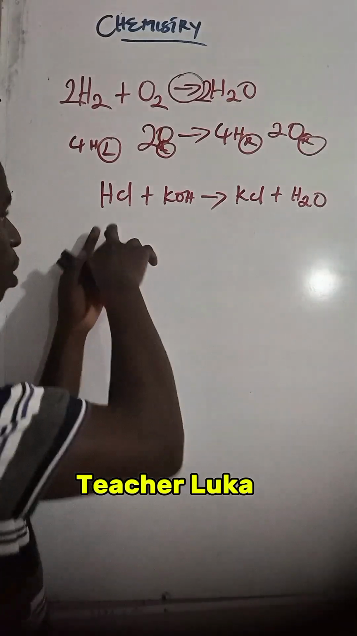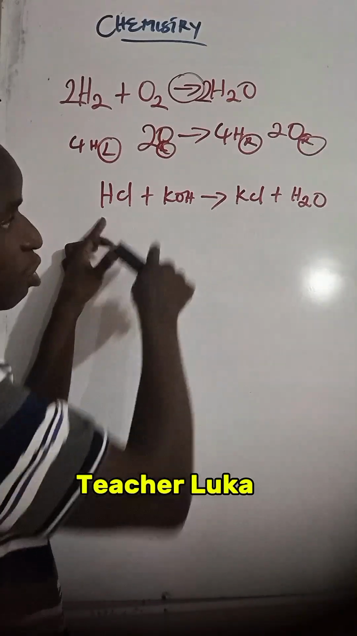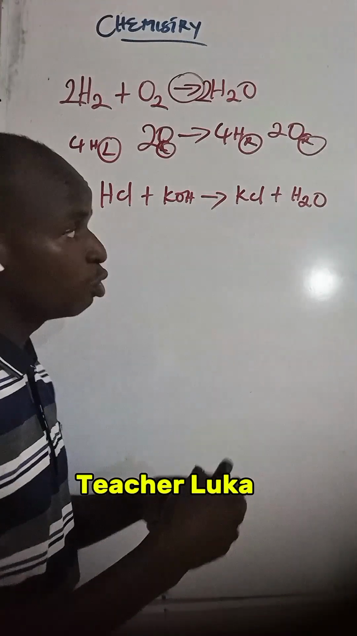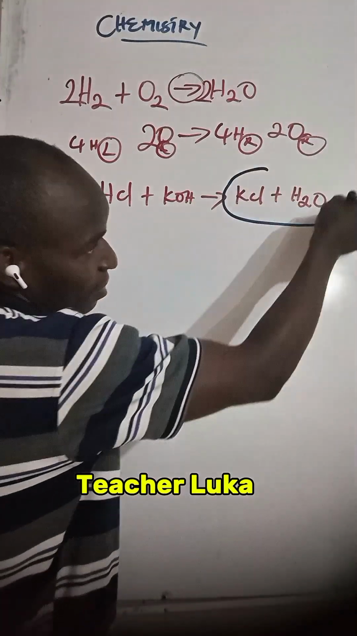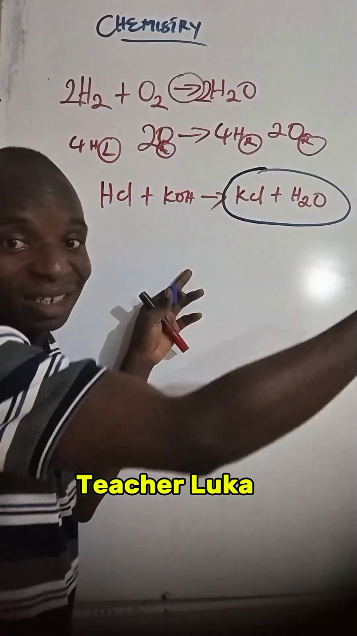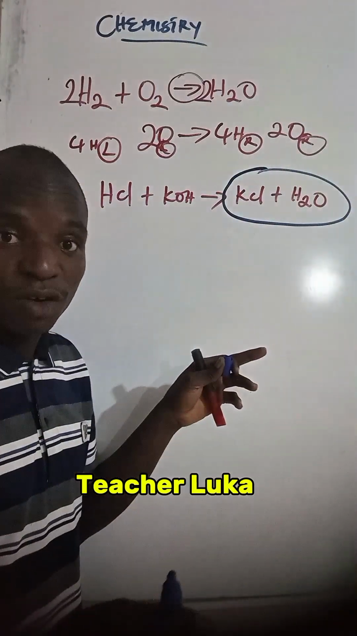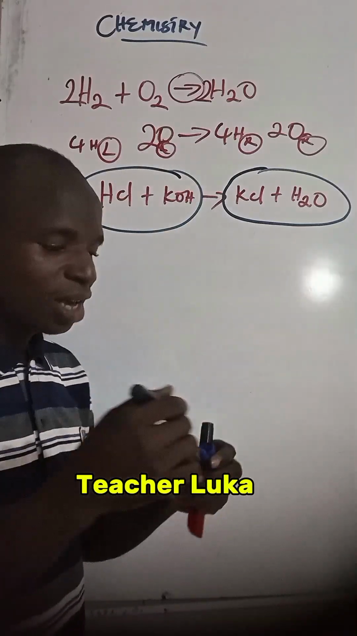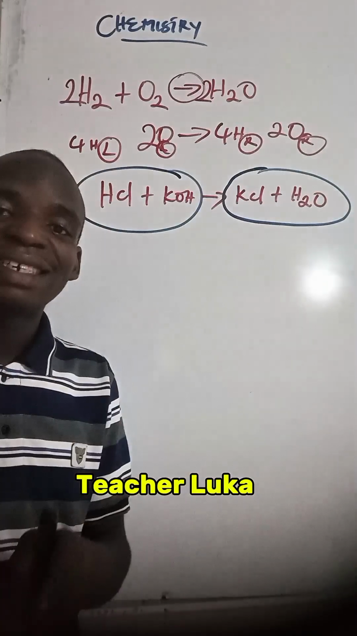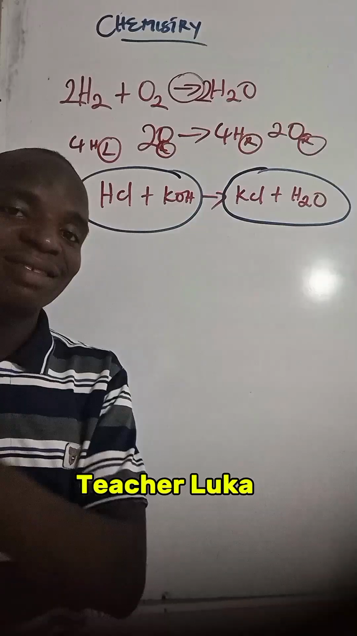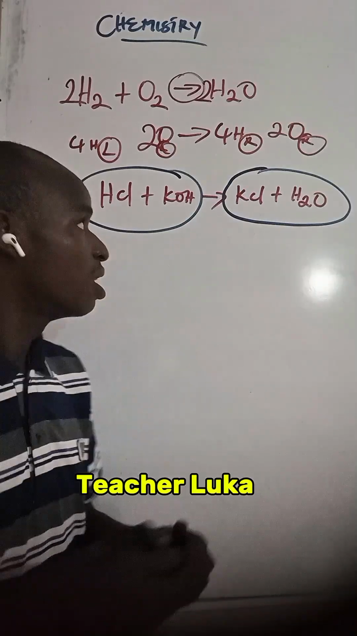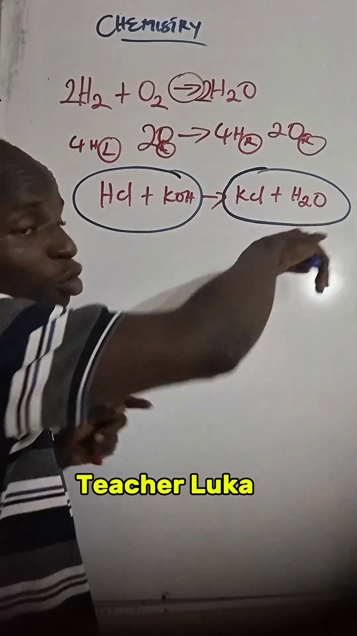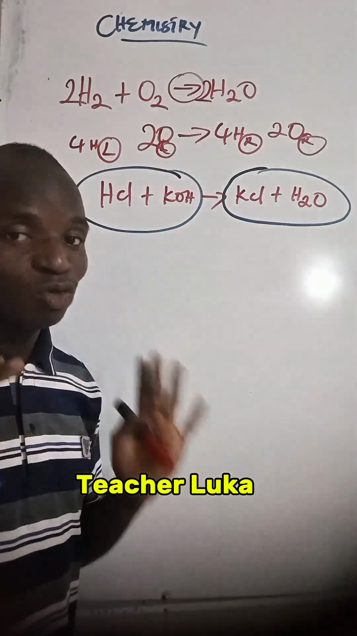Now, let's check. We have 2 hydrogen atoms on the left. We have 2 hydrogen atoms on the right. Are you following? This is our right. After the arrow is your right. Before the arrow is your left. Now, the left hand side must equal the right hand side. If I have 10 atoms on the left hand side, I must have 10 atoms on the right hand side. Do you understand?